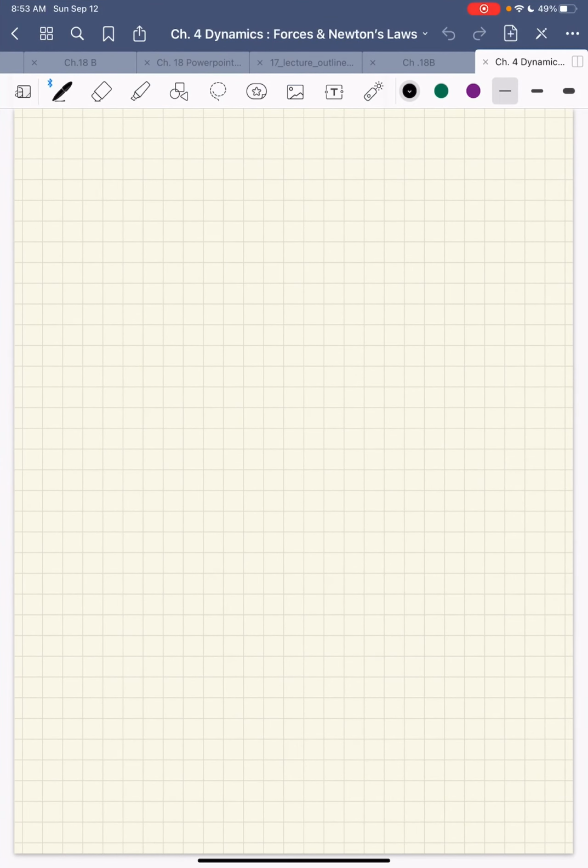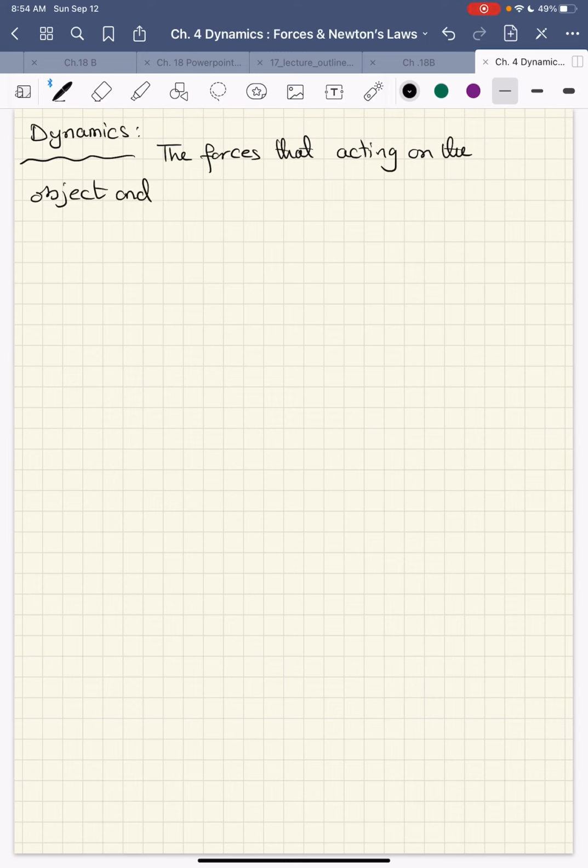Good morning. Today we will start with something new, like another field in physics, and we call it dynamics. Now, dynamics is where we are going to understand what is really the total or the net forces acting on the object and cause the object to move.